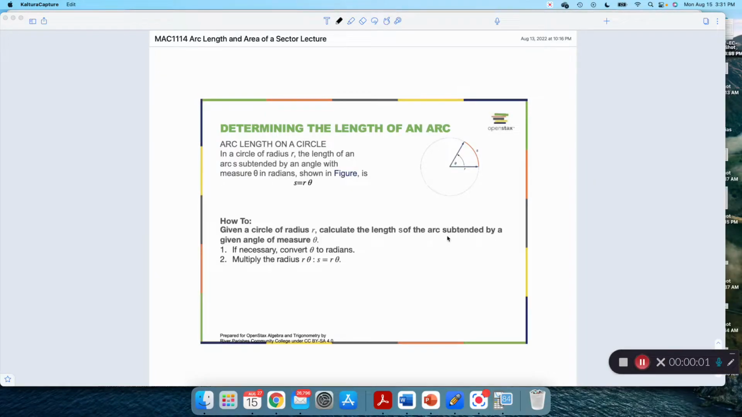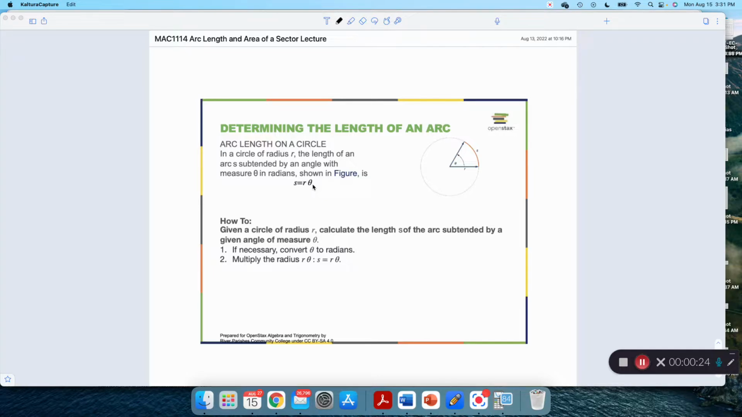Okay, let's revisit the arc length of a circle and talk about area of a sector. Okay, so you may recall that radians are defined in terms of arc length in context of this formula, S equals R theta, if we're measured in radians.